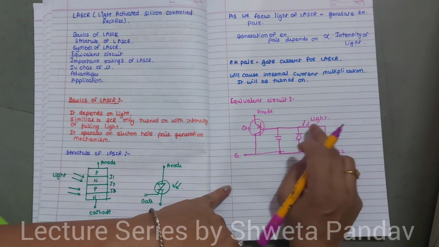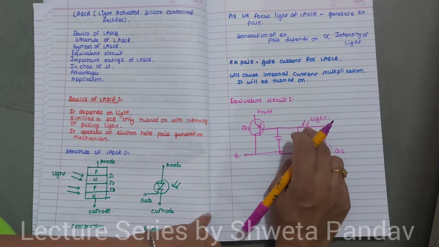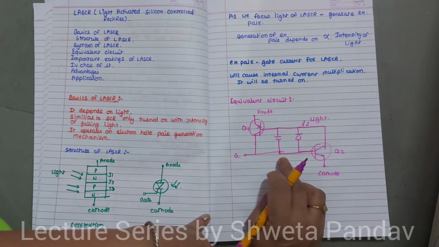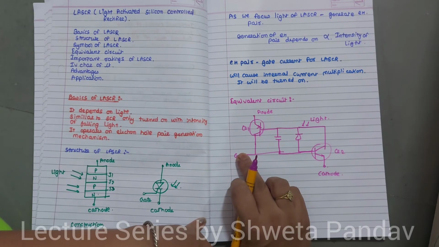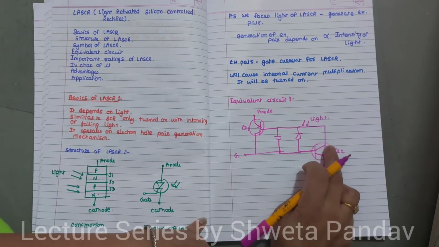LASCR. The light intensity falls on it. It will generate the electron hole pair. This electron hole pair is nothing but the gate current for the LASCR, as this gate current is given to the base of Q2. So the Q2 transistor will turn on.